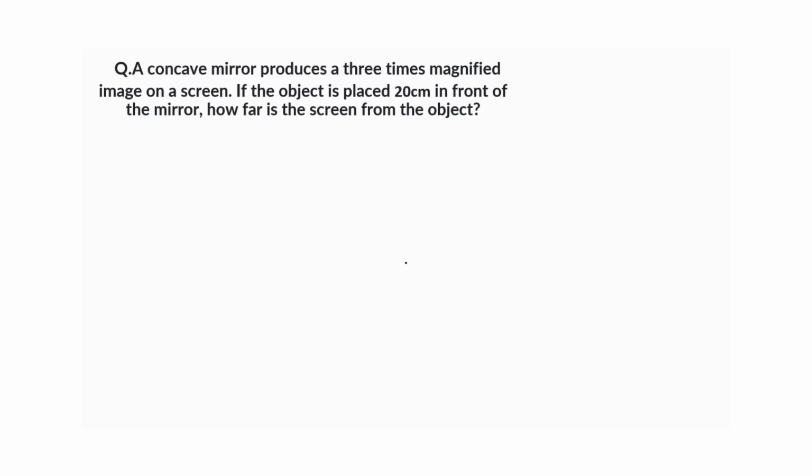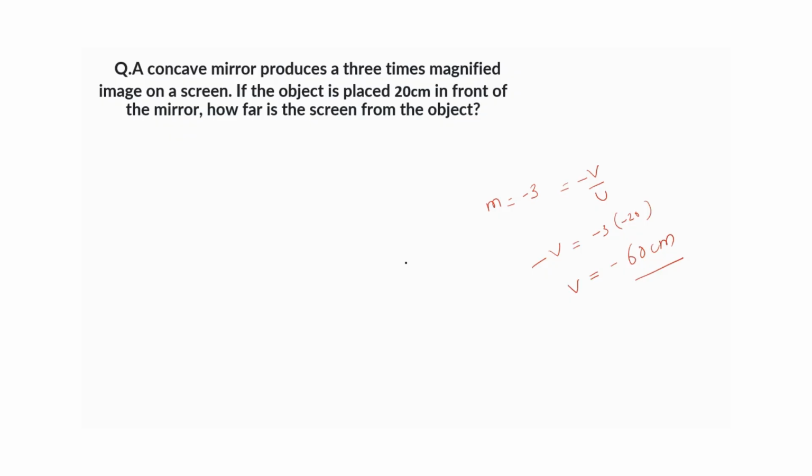So if the image is 3 times as large as the object, it means my magnification is minus 3. My formula is minus v upon u. Here I place the values, and u I already know is minus 20 centimeter, so minus v upon minus 20 equals minus 3. That means v is going to be, minus minus positive, minus will go this side, that means minus 60 centimeter. So if I place my object at 20 centimeter, my image is formed at minus 60 centimeter on the same side.